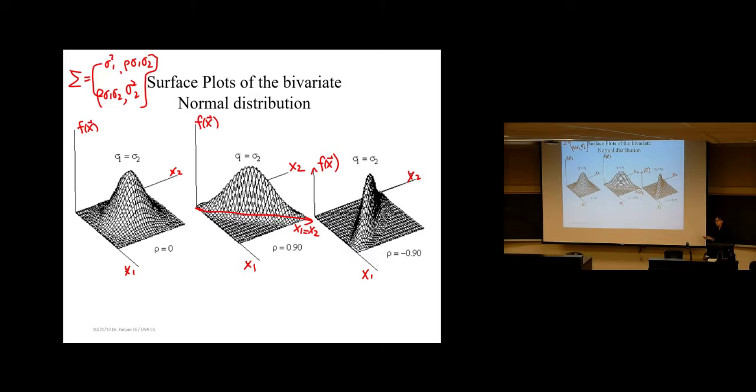Sigma 1, sigma 2, and rho. Yeah, let me actually fix that a bit. It doesn't look good. Because visually it tells you, and this is the sigma matrix controls the PDF.